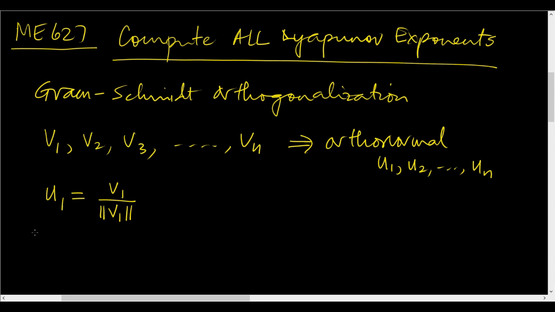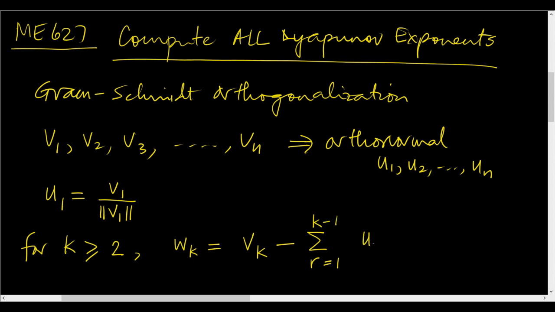Then you say for k greater than or equal to 2, wk is equal to vk minus the sum from r equal to 1 to k minus 1 of, I will write it like this, think of it as a dot product, I don't mean uk, I mean ur, with vk. So that's a number times ur. I will show you the geometrical interpretation of this soon, and then we say uk is equal to wk divided by the norm of wk.